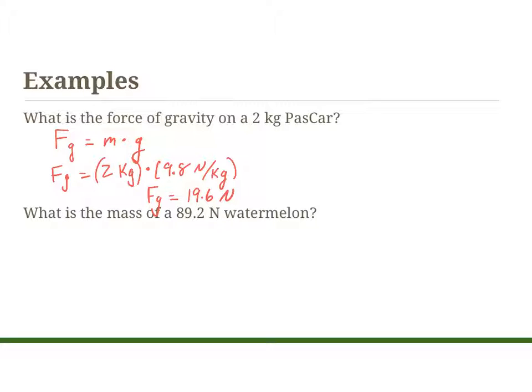I wanted to figure out what the mass of a 89.2 newton watermelon is. That's a pretty solid watermelon. So what I'm gonna do is I'm gonna take the force of gravity is equal to mass times the gravitational constant. And I'm told that I have newtons, so I'm gonna throw that over here. 89.2 newtons is gonna equal mass, which I wanna figure out, times the gravitational constant, which is 9.8 newtons per kilogram.